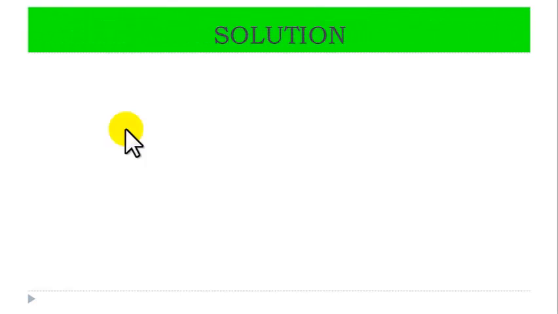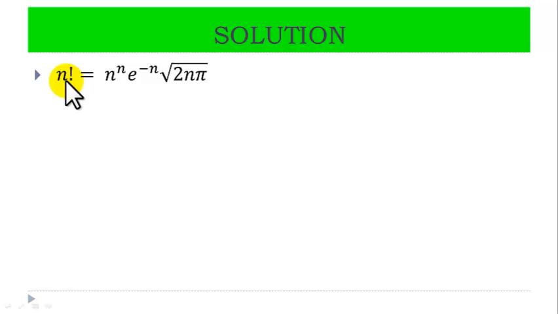The solution. We recall the Stirling formula: n factorial is approximately n to power n, e to power minus n, root 2 pi n. Upon dividing both sides by n to power n, we have n factorial over n to power n is approximately e to power minus n root 2 pi n.